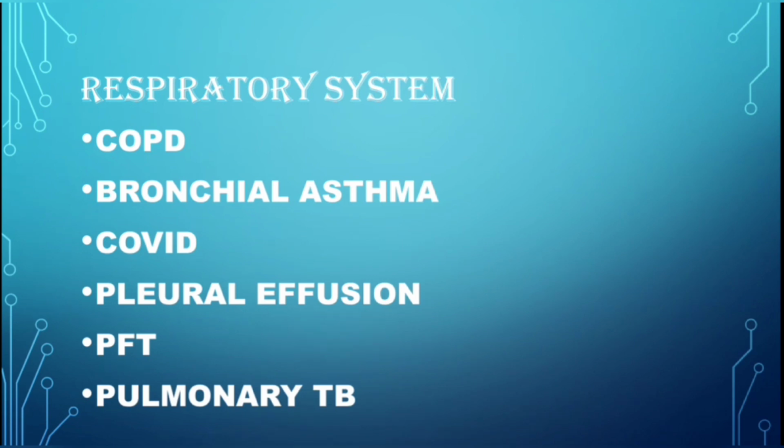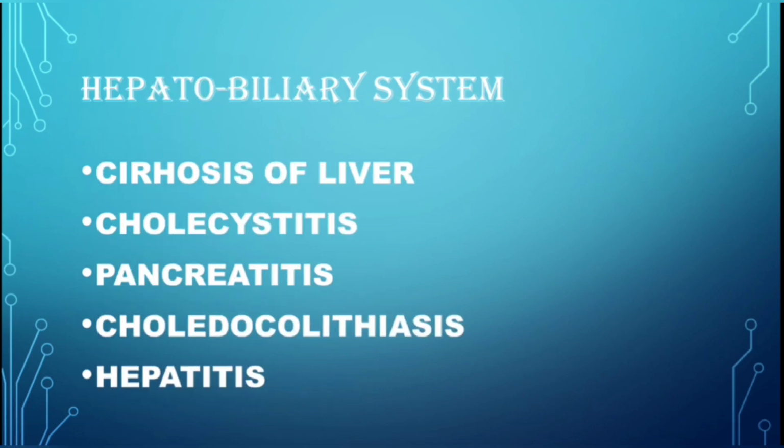In the respiratory system, chronic obstructive pulmonary disease, which comprises three diseases, is very important. Then coming to bronchial asthma, COVID, like the whole era was disturbed because of COVID. So COVID, pleural effusion. Now PFT is also a very short but important topic. Pulmonary tuberculosis, National Tuberculosis Program. So these are important topics from the respiratory system.